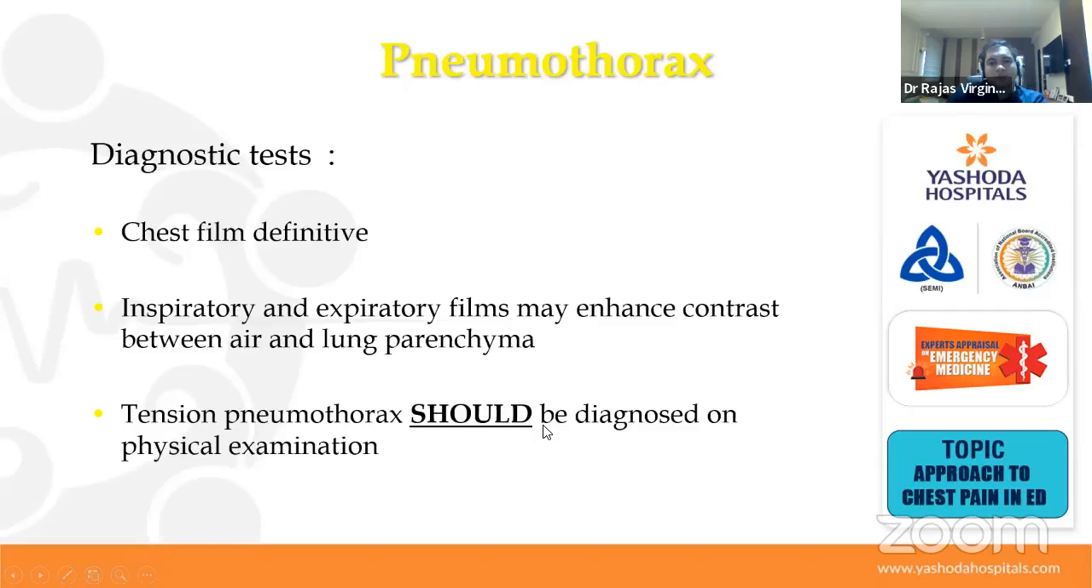promptly. This is generally done in the safe triangle in the mid-axillary region, where you would also put the tube, a chest drain.